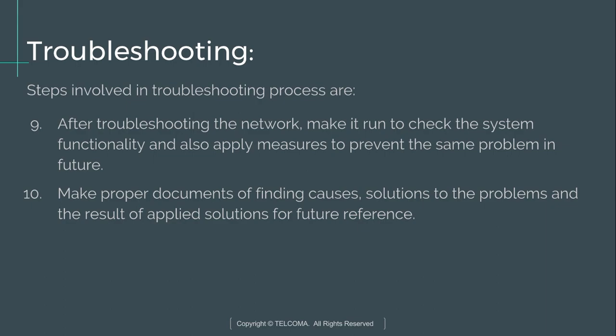The next step is, after troubleshooting the network, we have to check whether the system is functioning properly or not, and after applying the solution we also have to apply preventive measures so that this problem will not occur in the future. And if it occurs, then we have to do proper documentation about the findings, the cause of the problem, what solution we applied to these problems, and the result of the solution that we applied, for future reference.